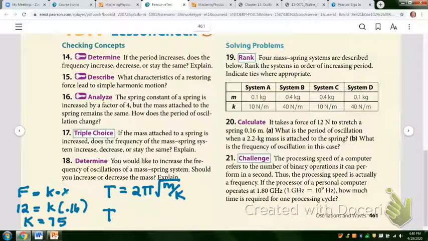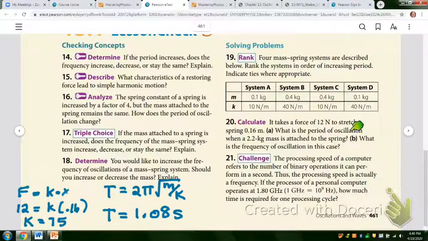All right, so when you type that in your calculator, you're going to have 2 times pi times the square root of 2.2 divided by 75, and that's going to give you 1.08 seconds for your period.